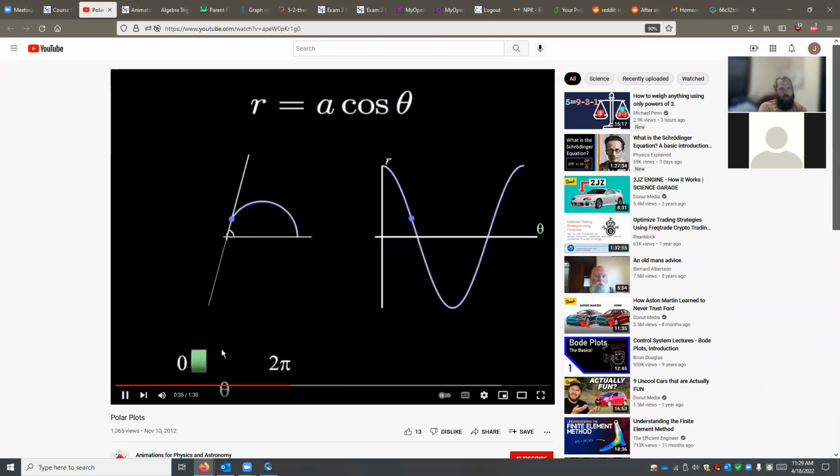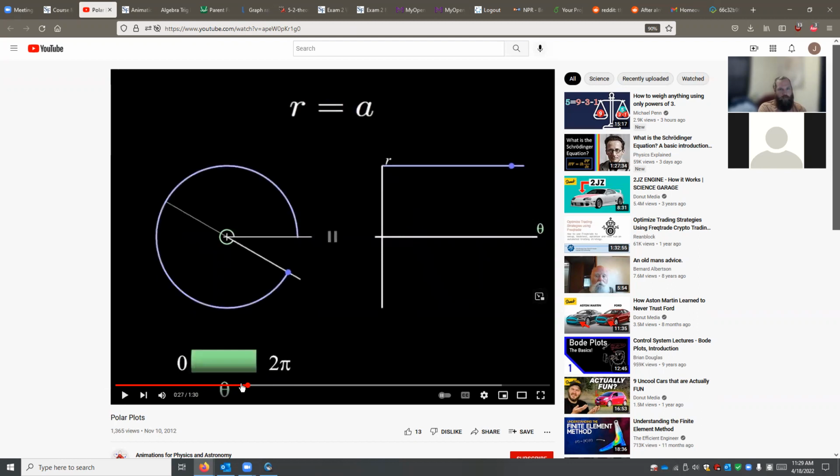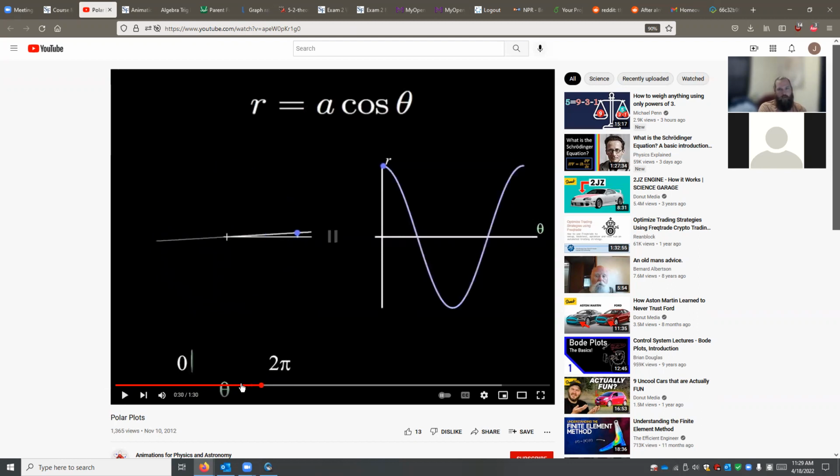Here's cosine theta. Let me back that up just a little bit. All right, so we stop here. Here's the rectangular graph. This is good old cos theta. Watch as this point moves, what happens to the point on the arm here. This arm is like my pen. It's going to spin around. The distance we are out on this arm is your radius. Watch what happens as the radius becomes negative.